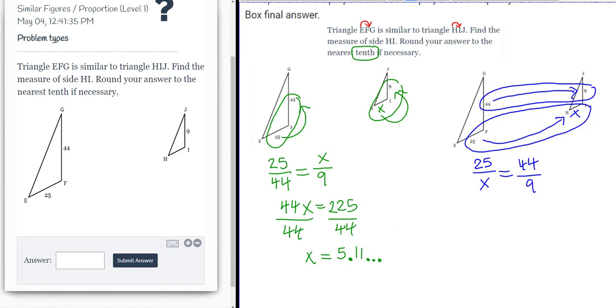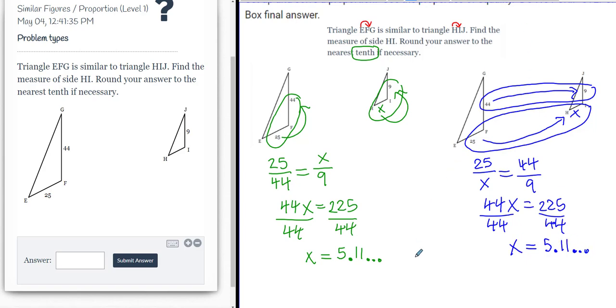Okay, let's go back. Let me switch over to blue. And notice that when we do X times 44, it's pretty much setting up the same thing, which is 44X, and then 25 times 9 is 225. And then obviously the same steps are repeated. So again, as long as you're consistent on how you set up your proportion, it's almost hard to mess this up. So 5.11 and then again dot, dot, dot, it's going to continue.